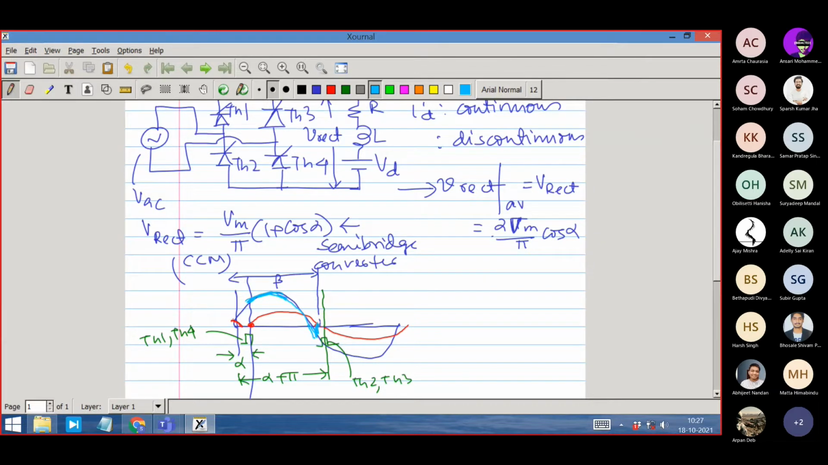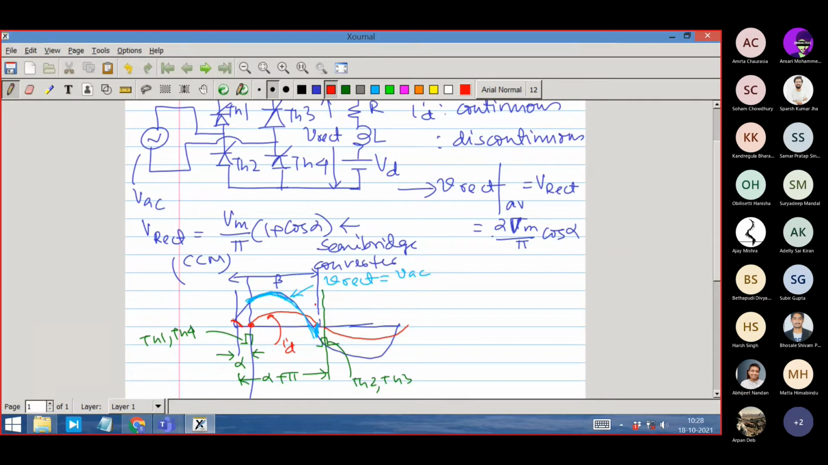So what will be the voltage at that point? What will be the Vrect at that point? Can anybody tell me? As long as this was conducting, Vrect was the input voltage. Vrect was equal to VAC as long as this was conducting. But the moment the current in the inductor, this is ID, has become zero, what will be Vrect? Like VD. Good. That time it will jump back to VD.